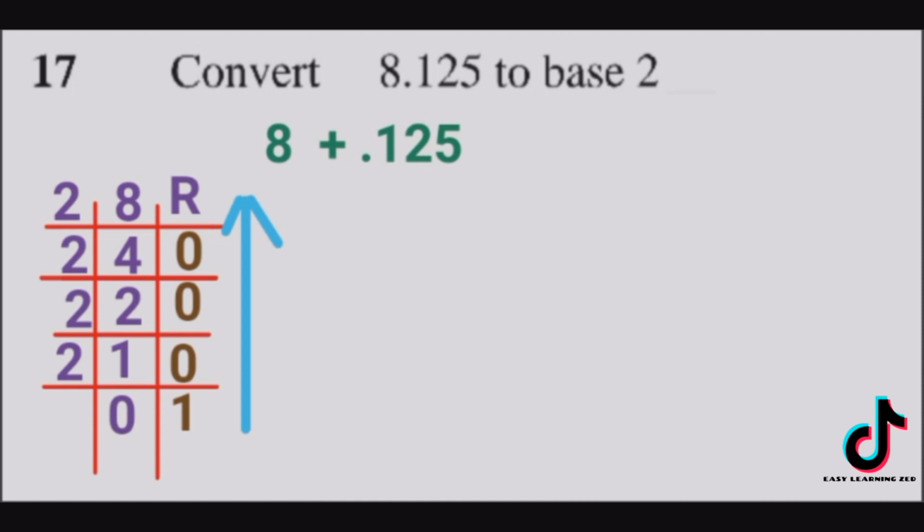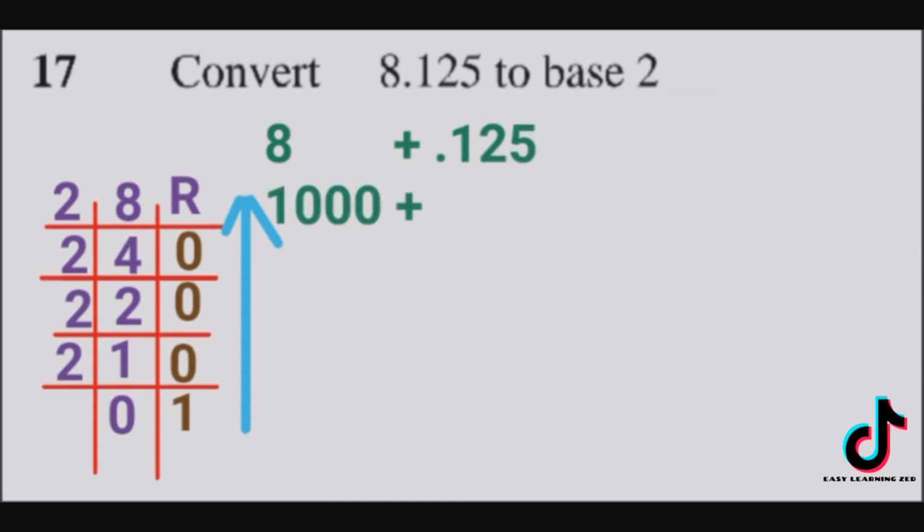So converting 8 into base 2 will give us the answer, which is 1000. Okay, that is not one thousand, but that is 1000 in base 2. Then we're going to add that to the number which will be converted into base 2, which is 0.125.